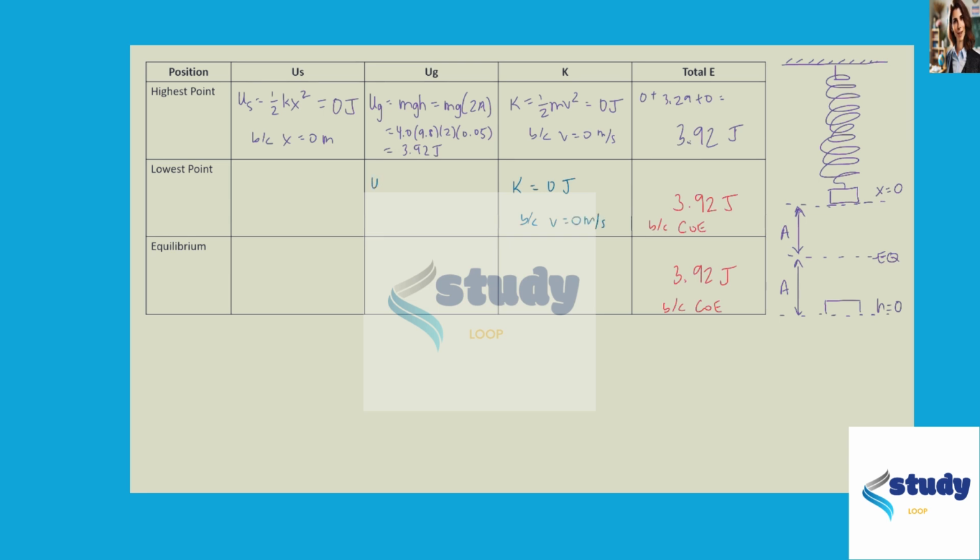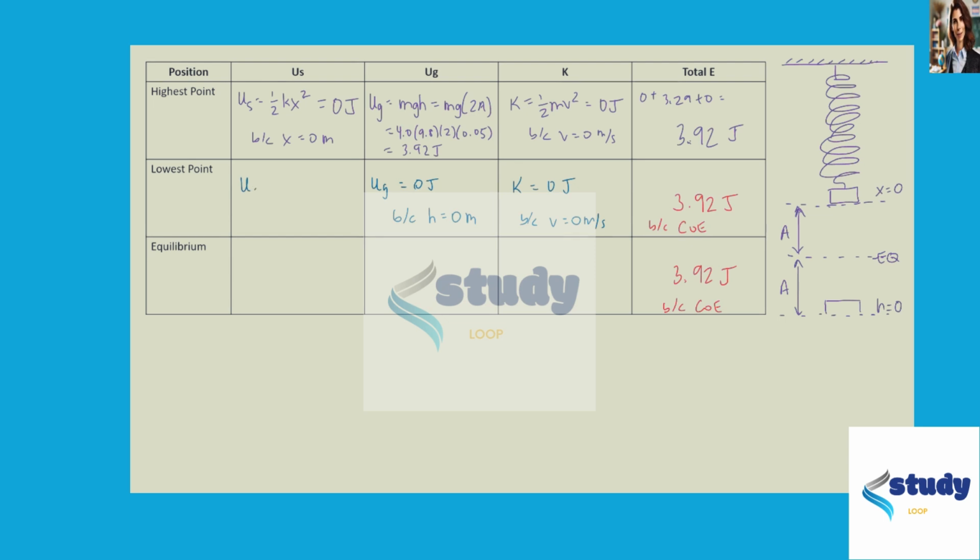And now we're going to know that our gravitational potential energy is 0 joules, again because our cat that's bungeeing on this thing is at the lowest position. The height is 0 meters. So that means now that all of our energy must be elastic potential energy. 3.92 joules.